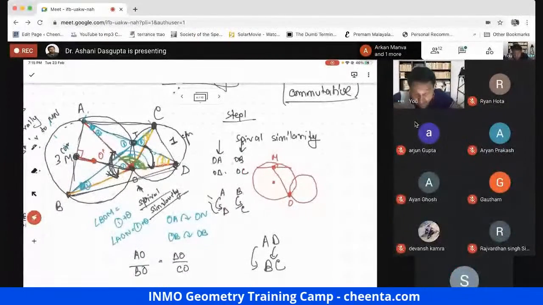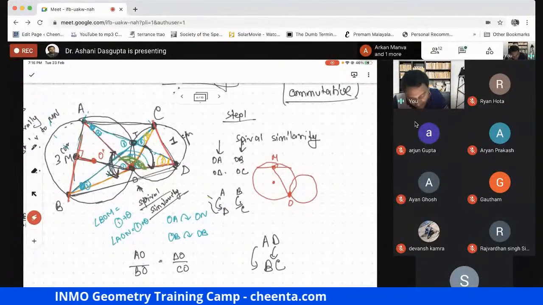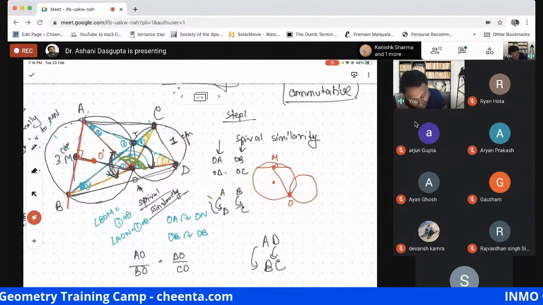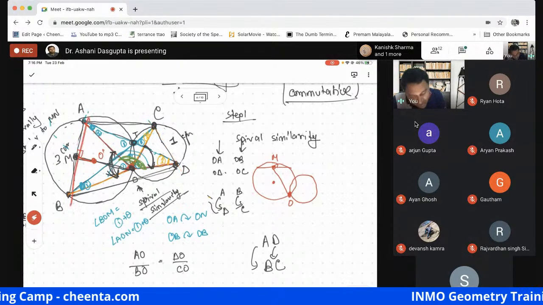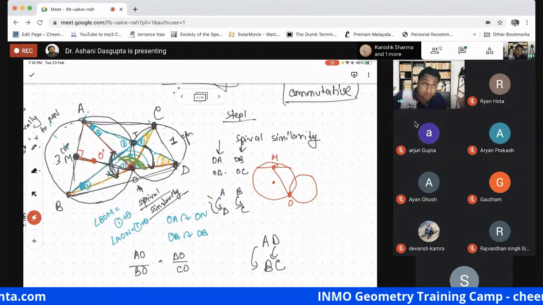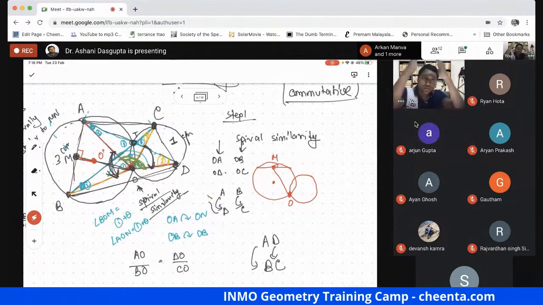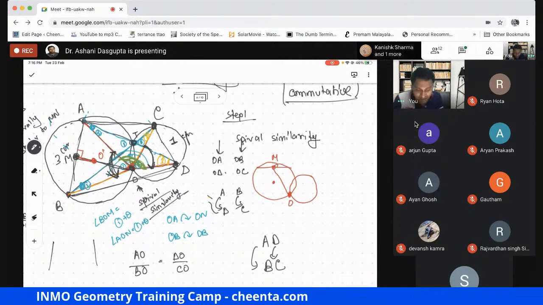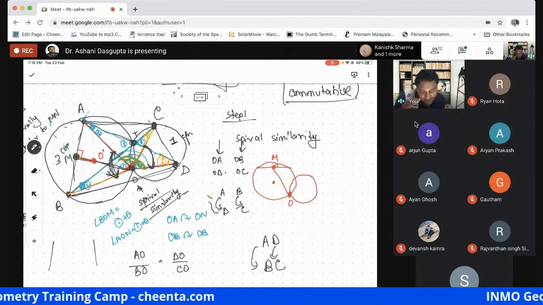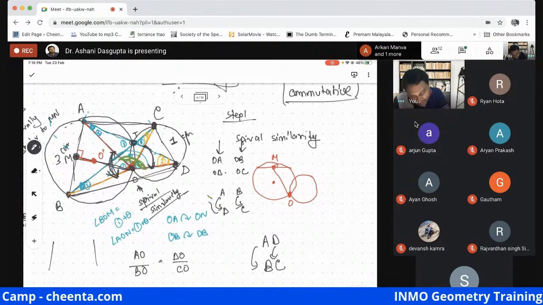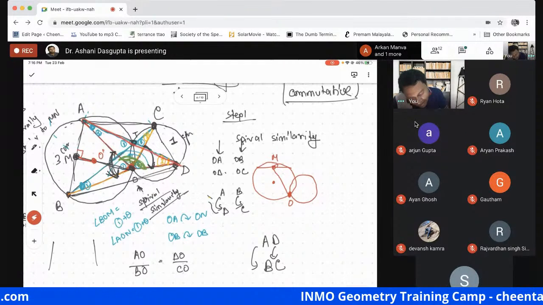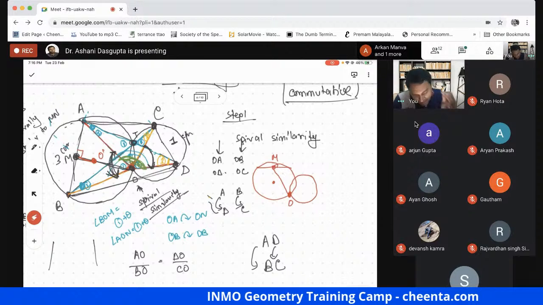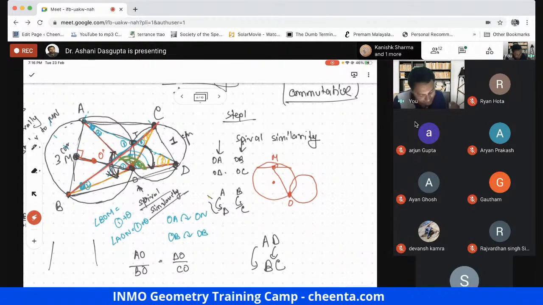One is the two exterior ones, AB and CD. One of them is not intersected. One of them is standing outside like this. The other one is the crisscrossed line. So this is AD getting spirally pushed to BC.